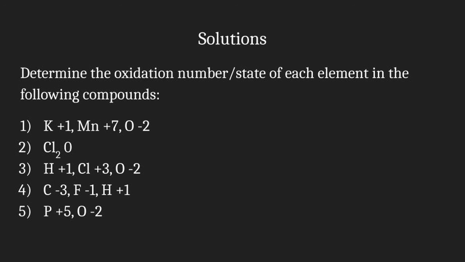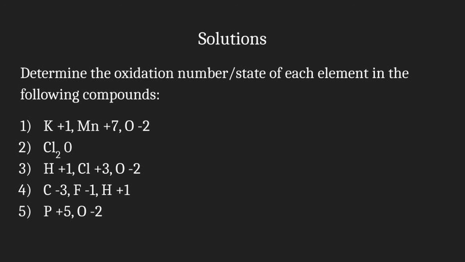In KMnO4, potassium has a +1 oxidation state, manganese has a +7 oxidation state, and oxygen has a -2 oxidation state. In question 2, Cl2 would have a 0 oxidation state because it's a pure element and isn't actually in a compound. For question 3, hydrogen had a +1 oxidation state, Cl had a +3 oxidation state, and oxygen had a -2 oxidation state.